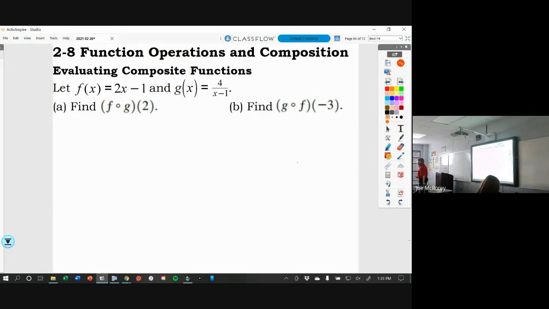Write down those two functions. We have f of x, which is 2x minus 1. And we have g of x, which is 4 over x minus 1. Part A says find f of g of 2. That means f of g of 2.